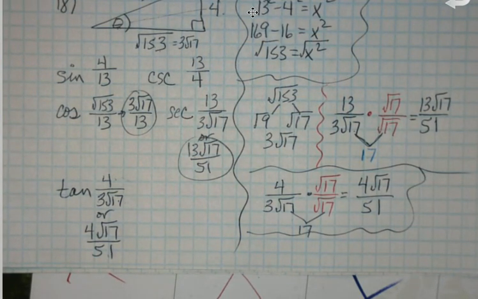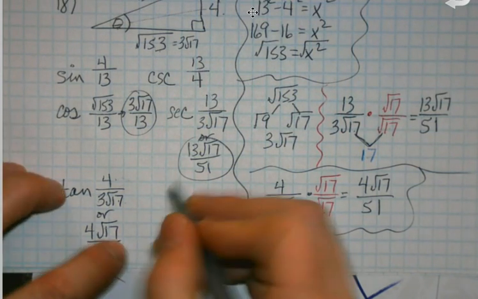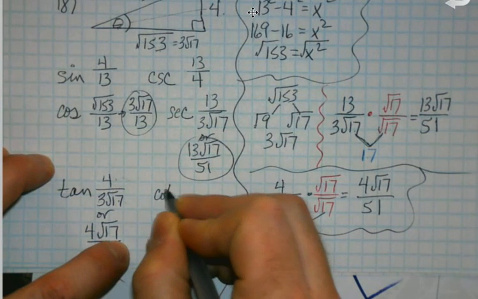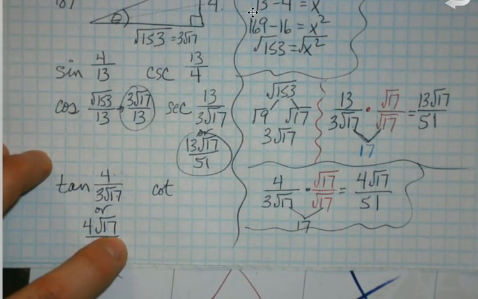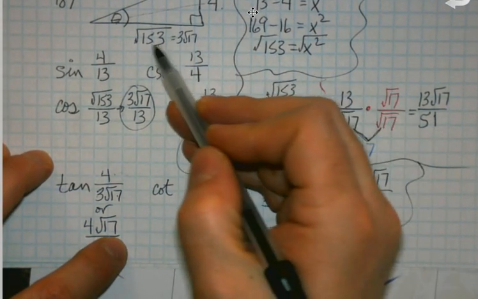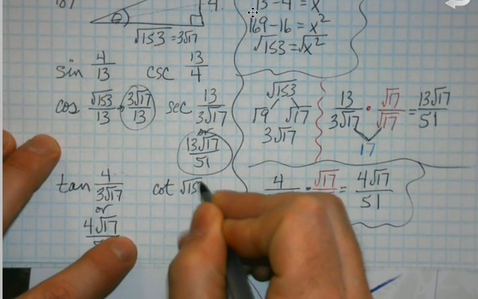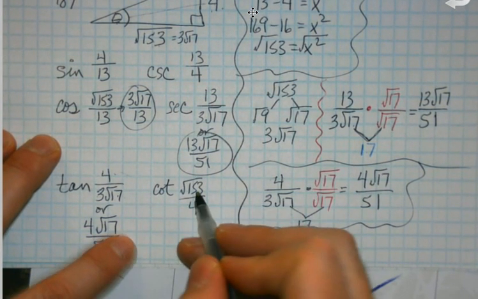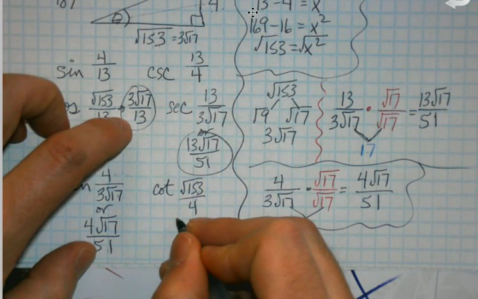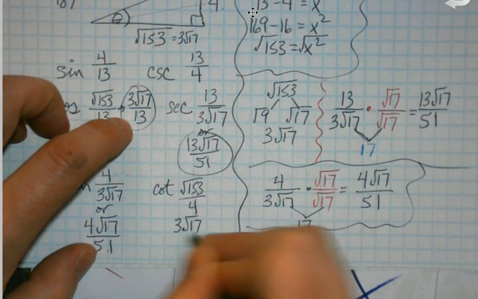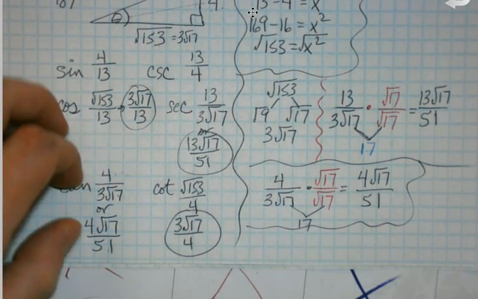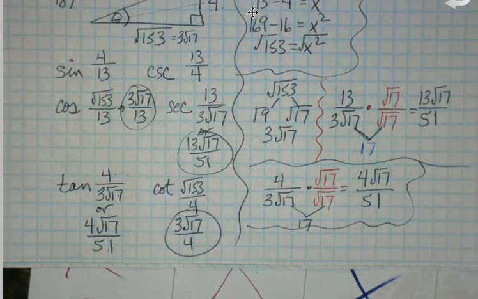So then you look at it and you go, okay, 3 root 17 over 4. Yeah, because if you think about cotangent, it's just the opposite. If I'd have done this originally, I'd have had the square root of 153 over 4. You're like, hey, there's no radical in the denominator. Sweet. But remember, this is really 3 square root of 17. So I didn't have to do anything fancy on this one because I didn't have a radical in the denominator.